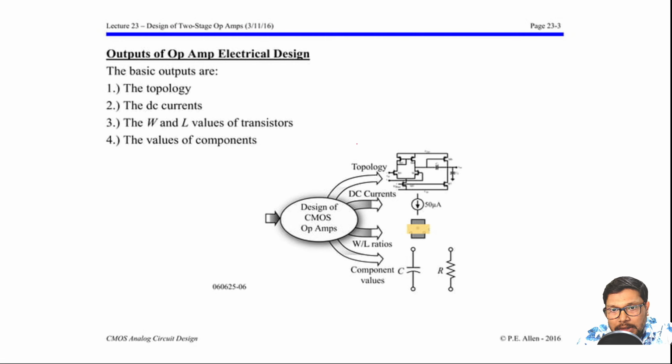So next slide, the topology and op-amp electrical design, how it is designed. This is the topology we have seen. Here no current source is shown, so you can see M8 is not there at this point. The design of the op-amp depends upon the current, the W by L ratio, and component values, C and R.